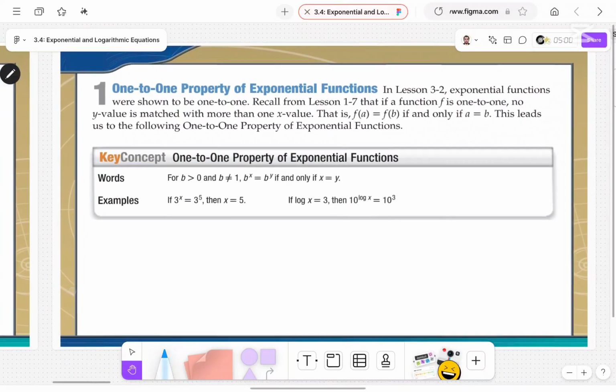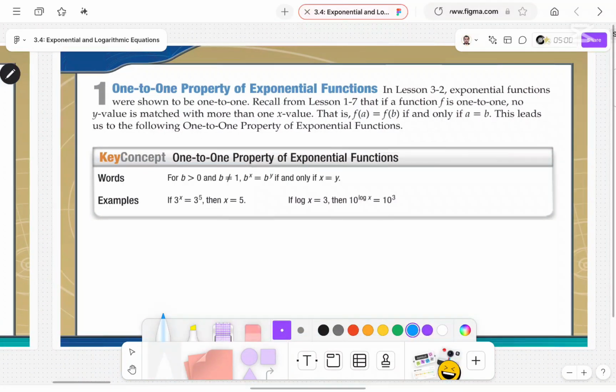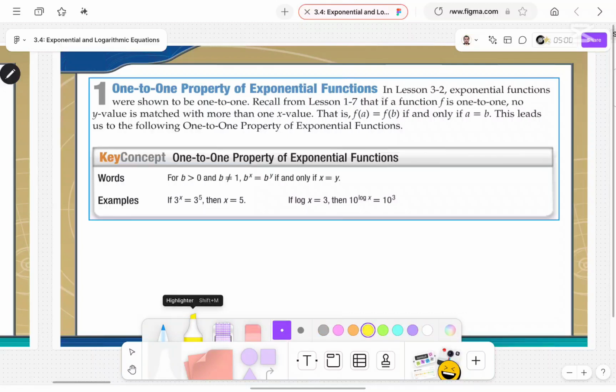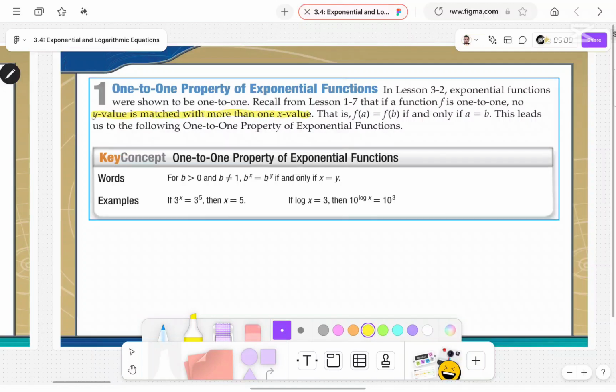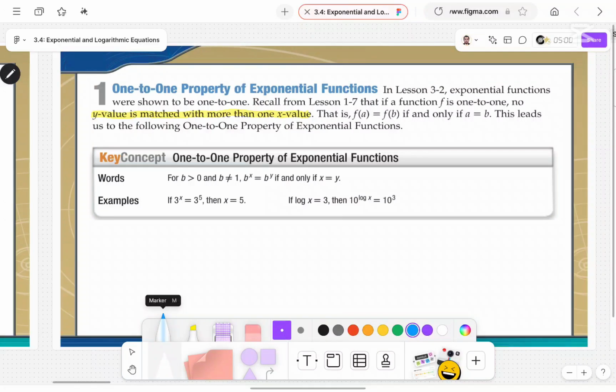Now the first thing here is the one-to-one property. What's the one-to-one property actually? Let's read here together. In lesson 3.2, exponential functions were shown to be one-to-one. Recall that a function is one-to-one when no y value is matched with more than one value of x, meaning every input has one output. So this is one-to-one. Now we can use this rule to identify the exponential part.